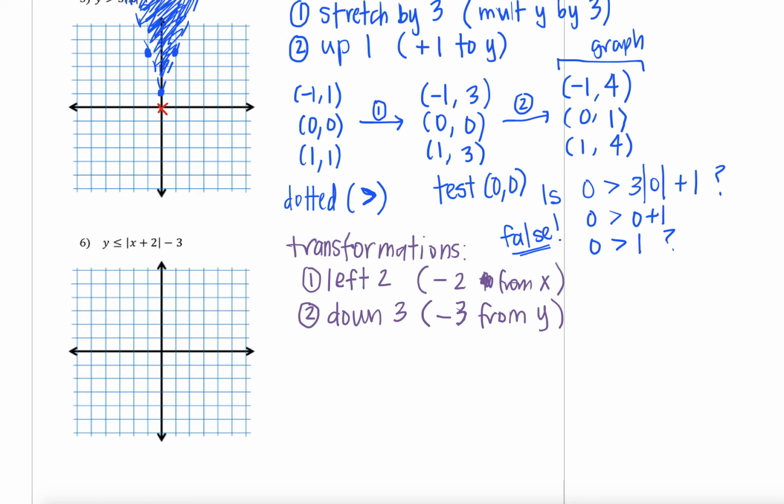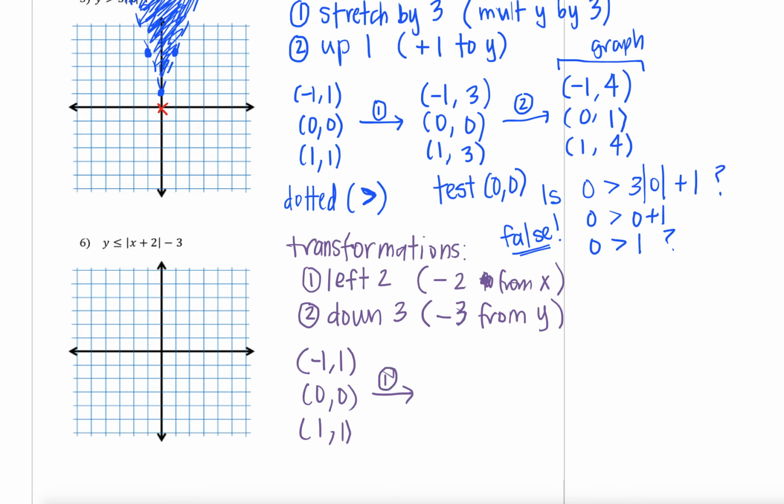So I have that left 2, which is subtracting 2 from all the x coordinates, and down 3, which is subtracting 3 from all of the y coordinates. I still have the same start points because my original parent function here is the absolute value of x. So I have negative 1, 1, 0, 0, and 1, 1 to start. Those are true anytime our parent function is the absolute value of x. And now we're going to apply the transformations.